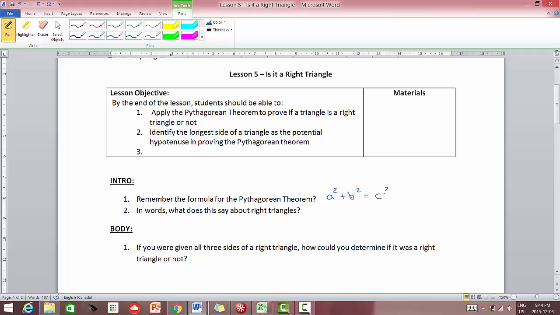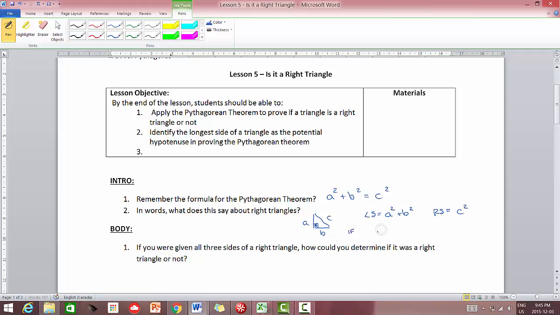So in words, what does this say about right triangles? It says that if we're working with a right triangle, then if you take the amounts given for the two shorter sides and square them, they should equal the amount of the largest side squared. So in our right triangle, we have our a and our b. What it's saying is that we need to prove this left side, a squared plus b squared, is equal to the right side of the equation, which is just c squared.